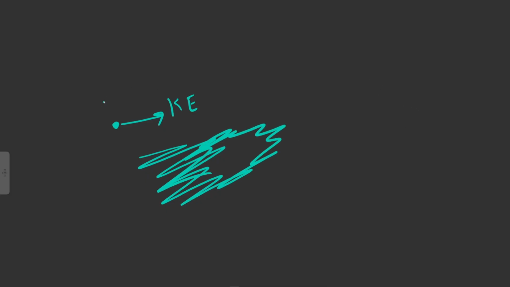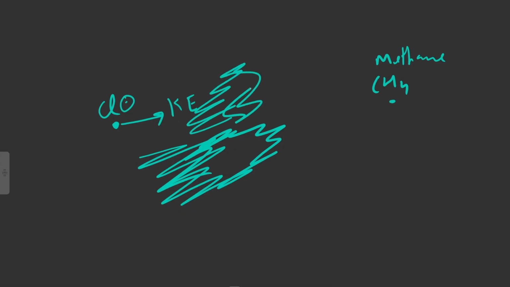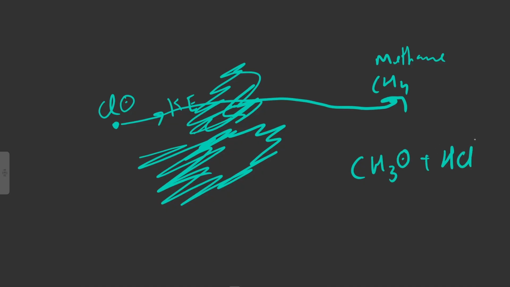So let's say this is chlorine. It's a free radical of chlorine. And let's say this is CH4. This is methane. And this has a really fast kinetic energy. And this collides with this. Boom. When it collides with this, basically what happens is there is a CH3 free radical and HCl formed. This is called halogenation of an alkane, but let's not get into that.